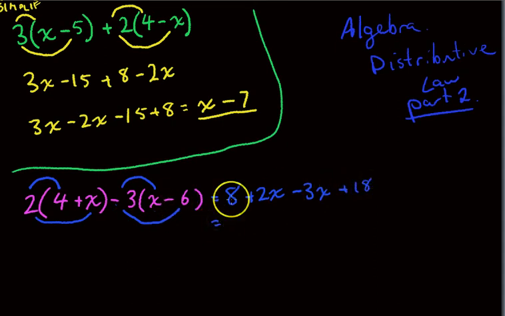Now I can group my like terms here. We've got an 8 and a positive 18. And we've got a positive 2x and a minus 3x. So 8 plus 18 is going to be 26. That's nice and easy. Positive 2x minus 3x. So positive 2 minus 3 is minus 1. And it's going to be an x. So it's just minus 1x, which we can just write as minus x.